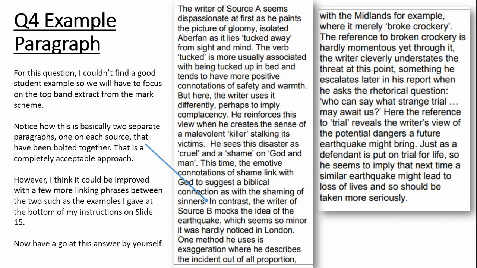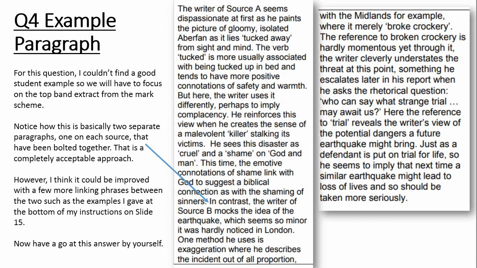The other thing, as I was saying earlier, is that the comparison could have been perhaps a little bit more integrated if the writer of this answer had thought that was appropriate to do. But as I said, this works perfectly well and will get you into the top band, no problem at all.